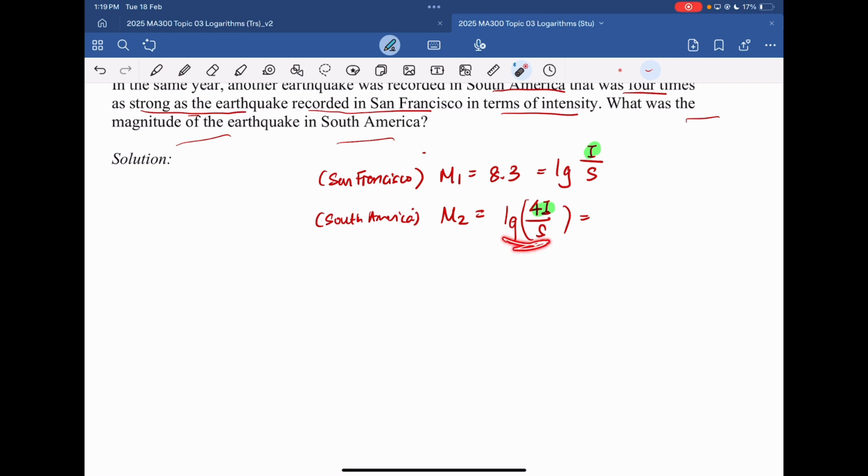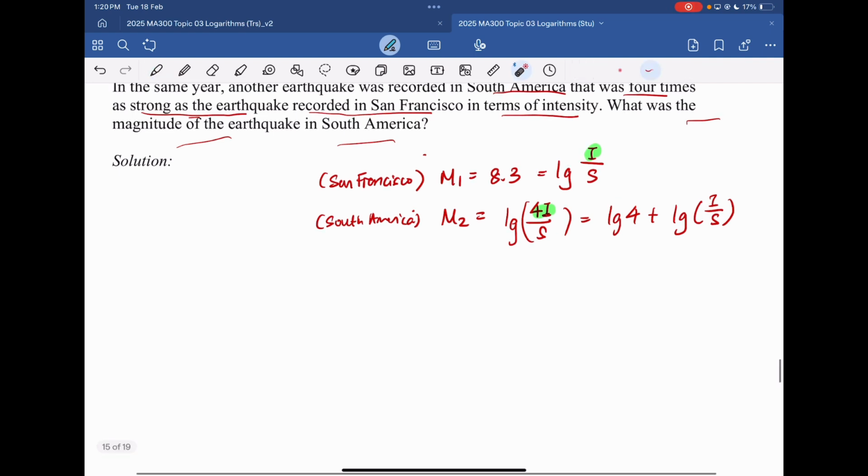No, no power. Log 4I equals log I plus log 4. So I'm hearing splitting, right? Correct. Well done. Can I say it's the same as log 4 plus log I over S? What is log I over S? 8.9. Very good. So this is 8.9. I'm testing you.